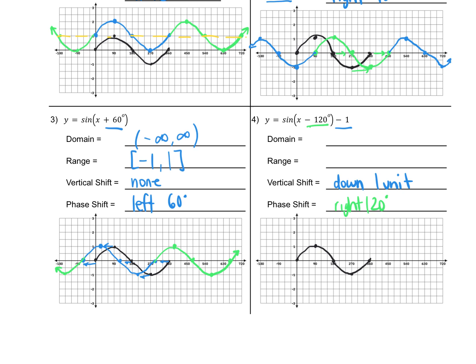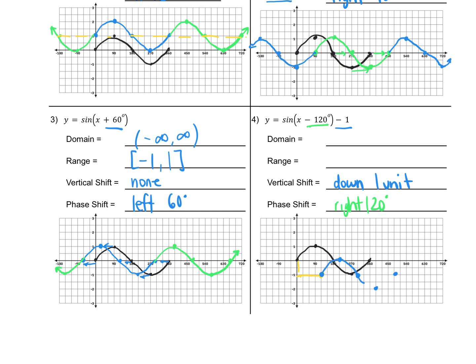So I'm going to go from that origin point. I'm going to go down 1 and then 120 degrees to the right. So that's to here. So there's my point. Down 1, right 120. And I'm going to do that for the next one. Down 1, right 120. For the 180, down 1, right 120. For the minimum, down 1, right 120. And the midline, down 1, right 120.